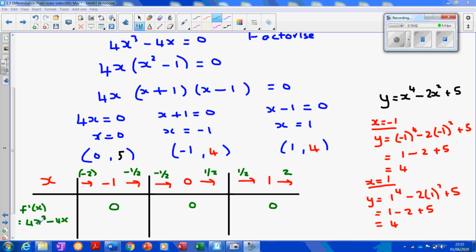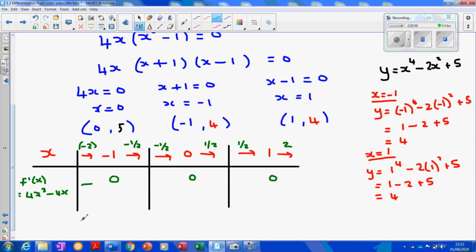Okay, so when x is minus 2, we've got 4 times x to the power of 3. So x to the power of 3 is going to be minus 2 to the power of 3, which is minus 8. Minus 8 times 4 is minus 32. And minus 4 times minus 2 is plus, so it's going to be negative. Now, write it down, stick it in your calculator.